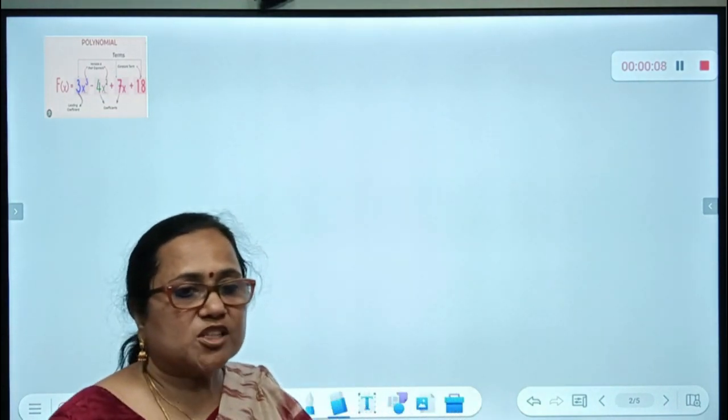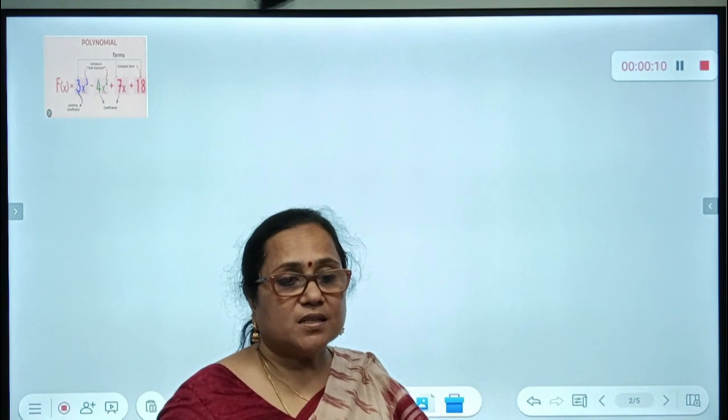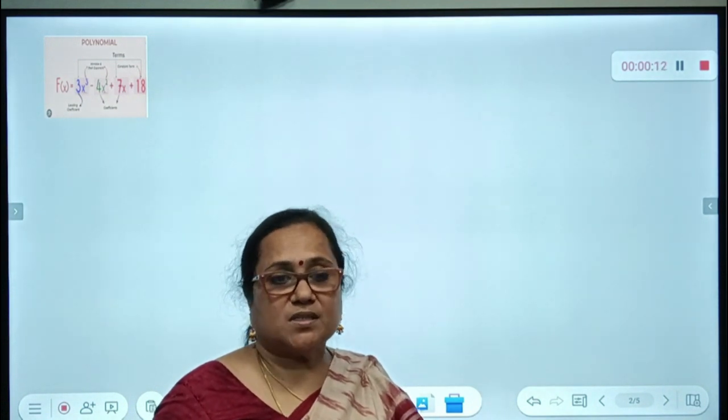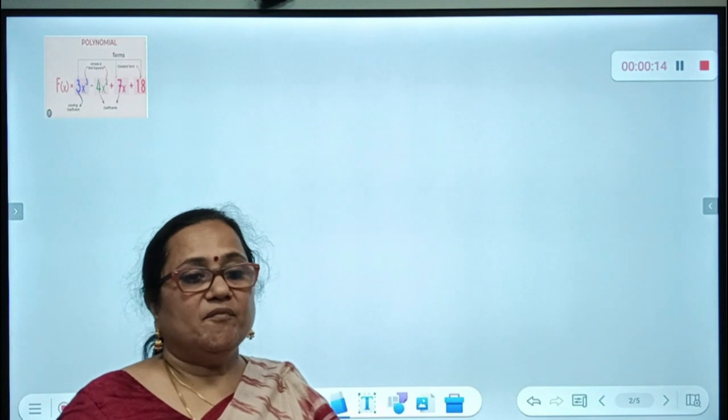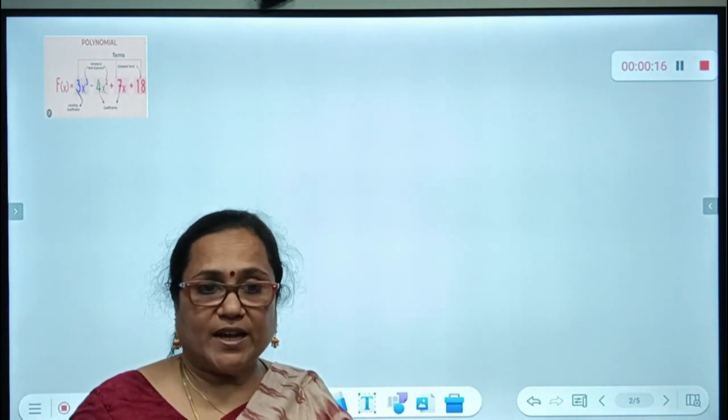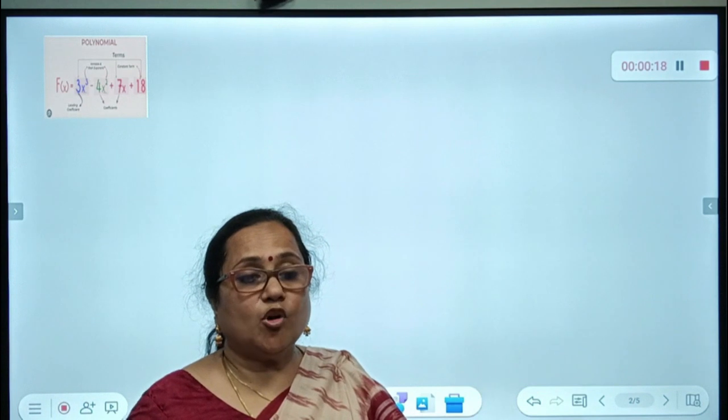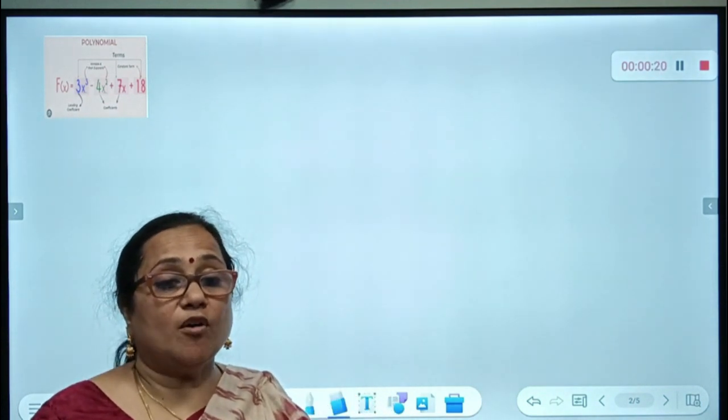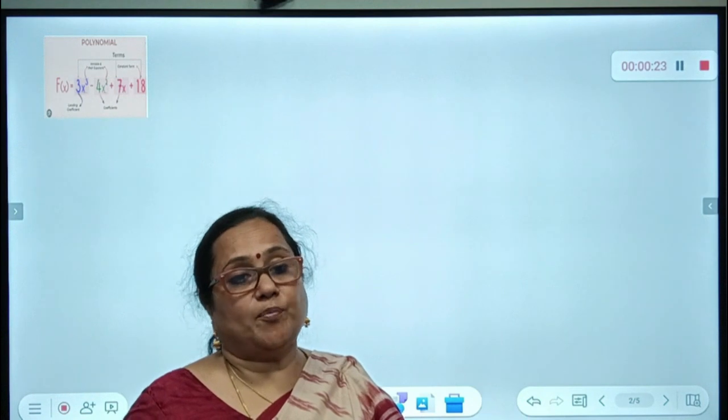Today we are going to explore polynomials, a topic in class 10 mathematics CBSE syllabus. We will understand what are different types of polynomials, and we will also see what is the meaning of a root or a zero of a polynomial.